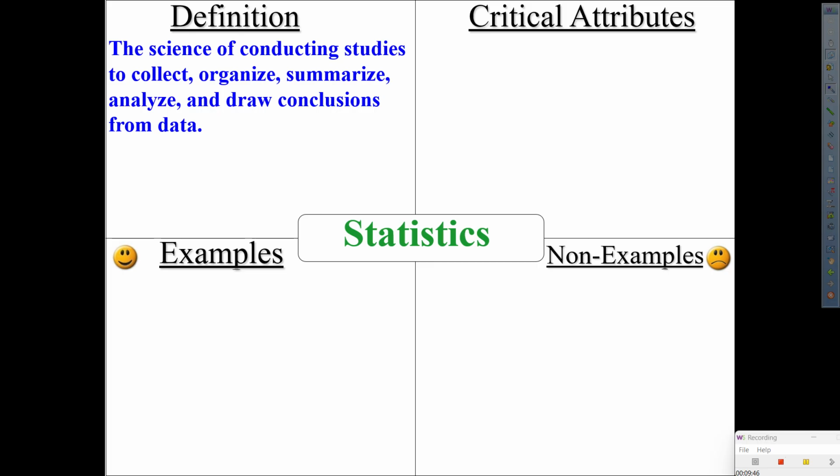Once again, statistics is the science of conducting studies to collect, organize, summarize, analyze, and draw conclusions from data. So, thinking caps on, here we go.